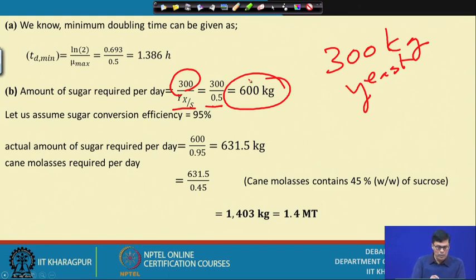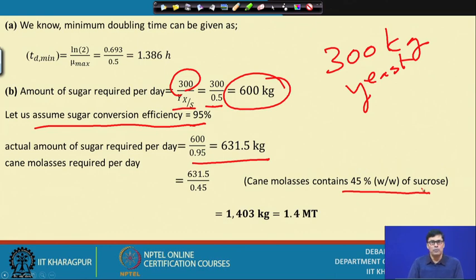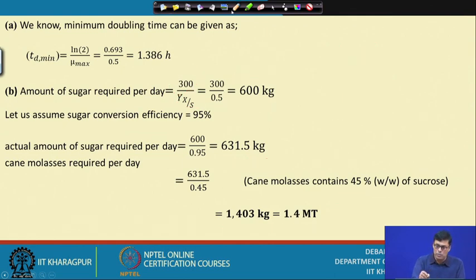This is 600 kg. Now let us assume the sugar conversion efficiency is 95%, because this is the theoretical value. Maybe not all sugar will be converted into cell mass. So let us assume 95% is the conversion efficiency. Then the actual amount of sugar required will be 631.5 kg. Now cane molasses contains about 45% weight by weight of sugar. So if you divide by 0.45, you will get 1.4 metric tons of cane molasses. This is the cane molasses that we require. So the second part of the problem can be solved very easily.